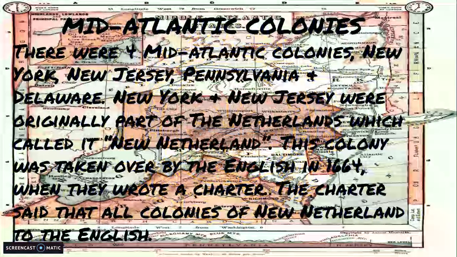In the mid-Atlantic colonies, there were 4: New York, New Jersey, Pennsylvania, and Delaware. New York and New Jersey were originally part of New Amsterdam, the New Netherland. New Amsterdam was the capital of New Netherland, which was the Dutch area. But the English took over in 1664 after a battle, and they got the new charter, and the colonies became English.